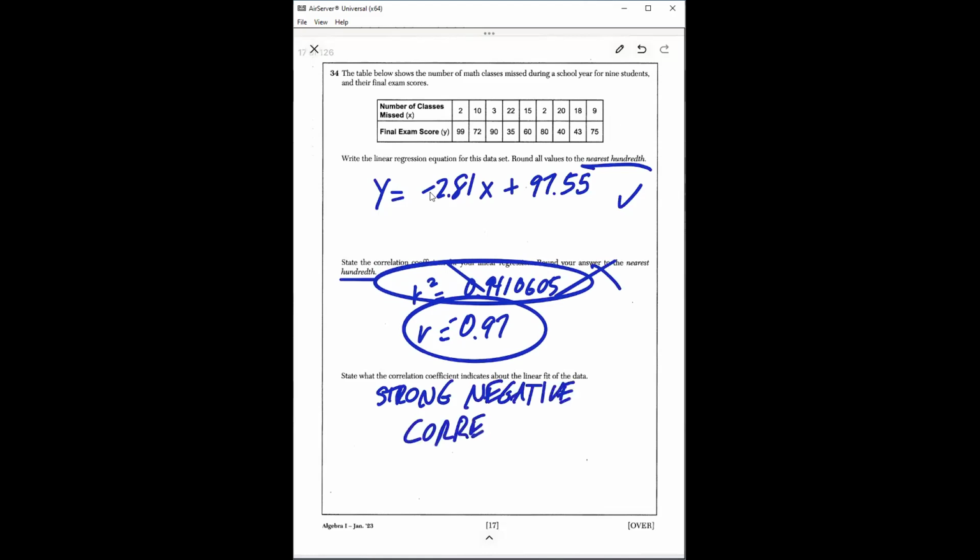That's all you have to write. It's a strong negative correlation. So this is worth 2 points. This is worth 1 if you round it. We're done. That's what you need to do.